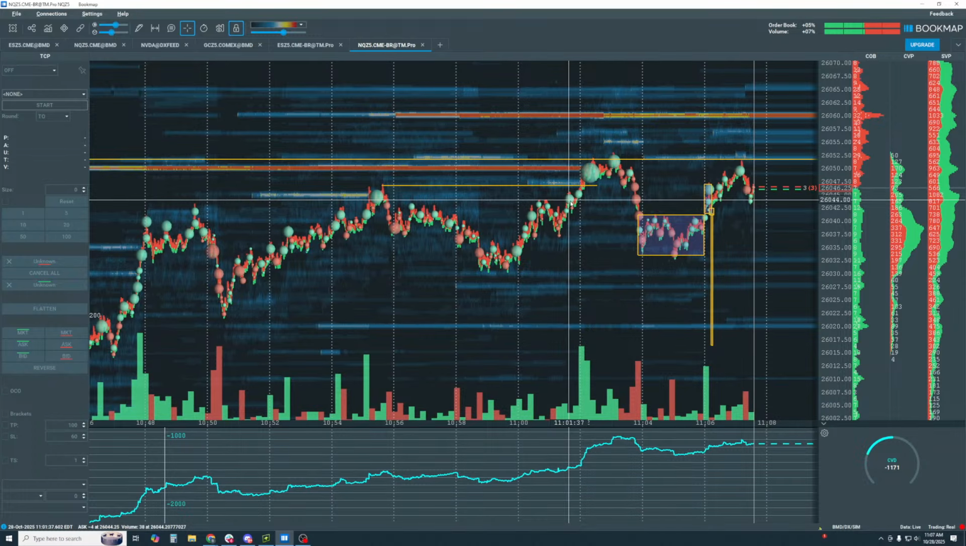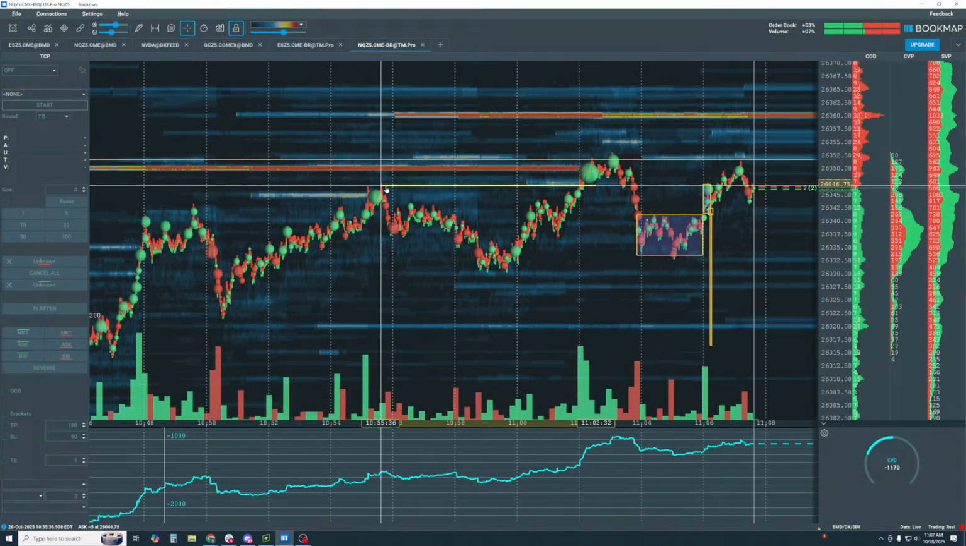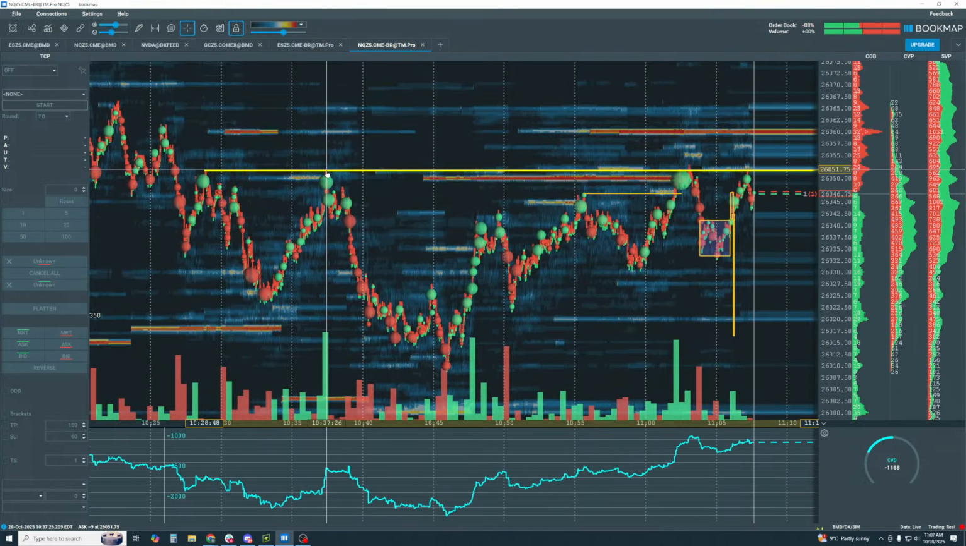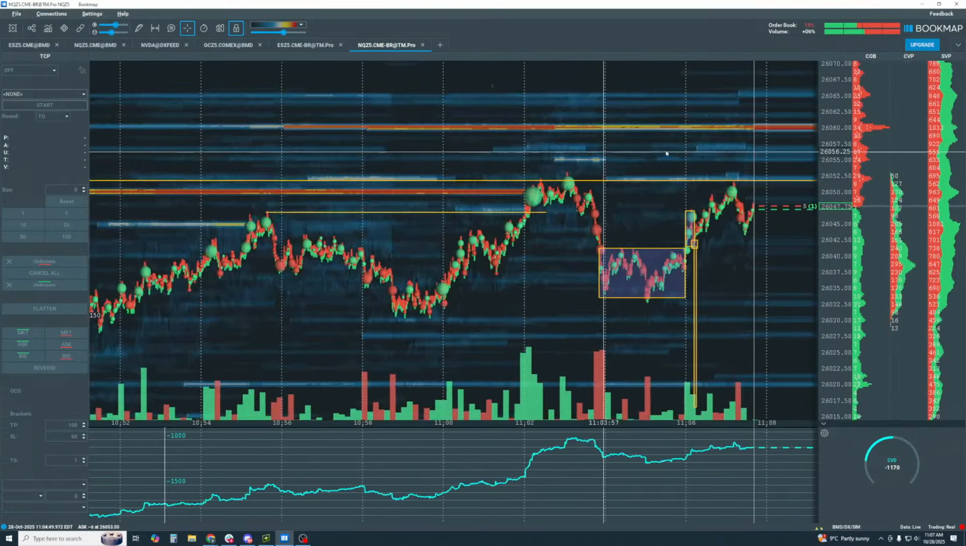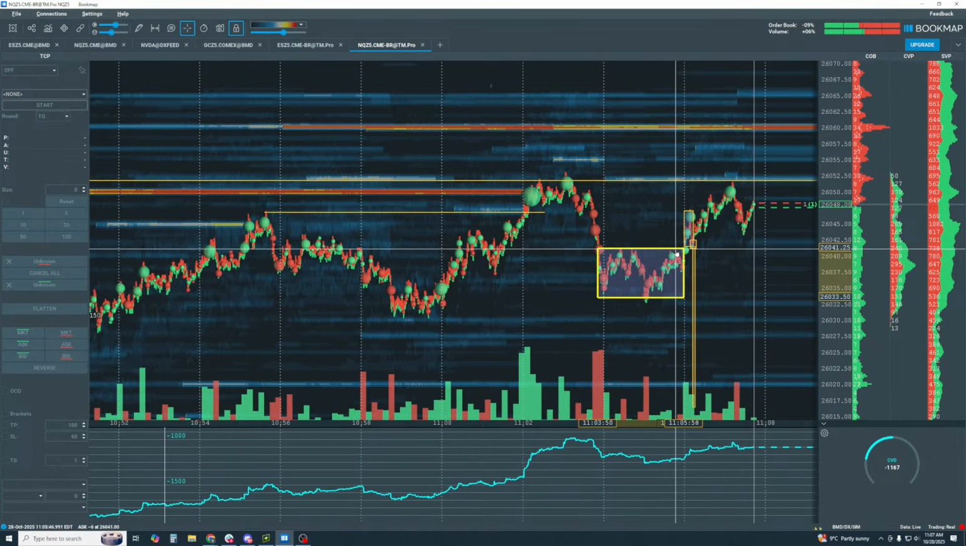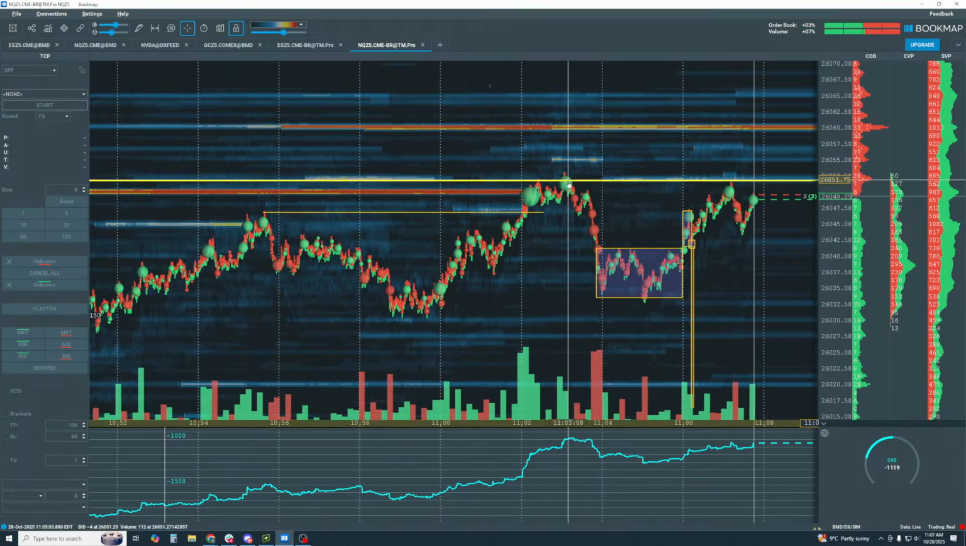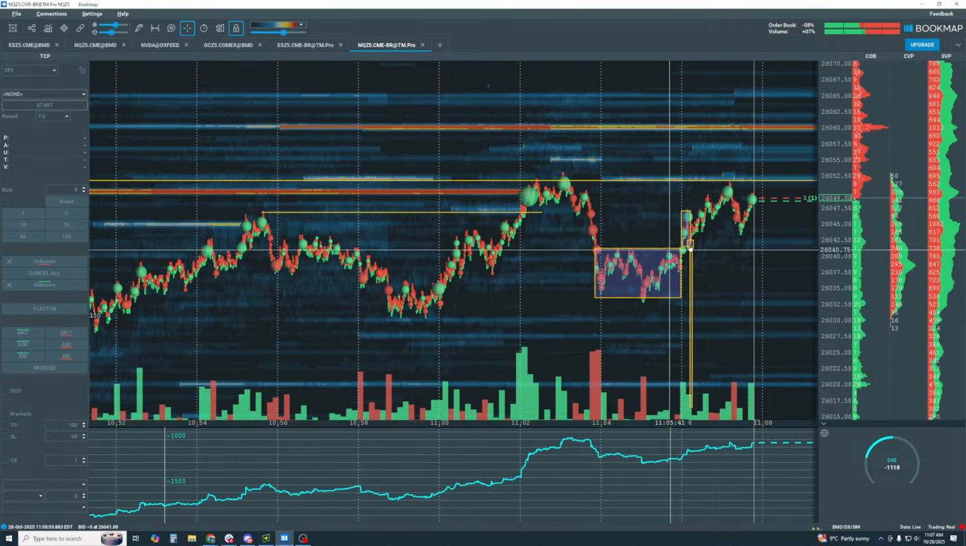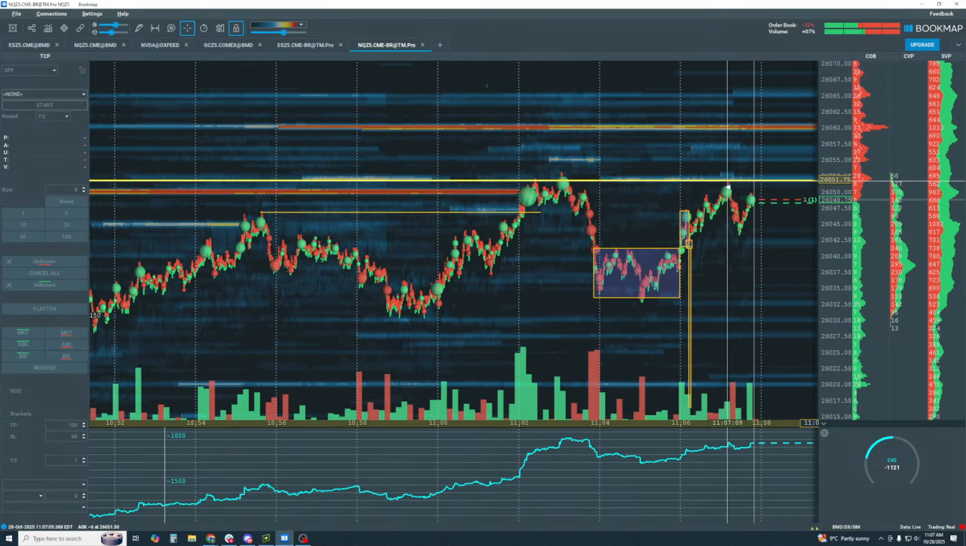It's the breakout of this range or this smaller range here, but we're still in a bigger range. So again, we broke out of this smaller range here, but we haven't broken out of the bigger one. But we can look for the move up to that.